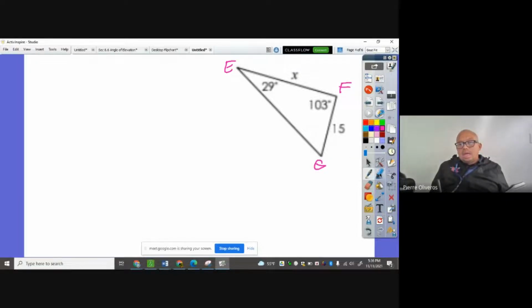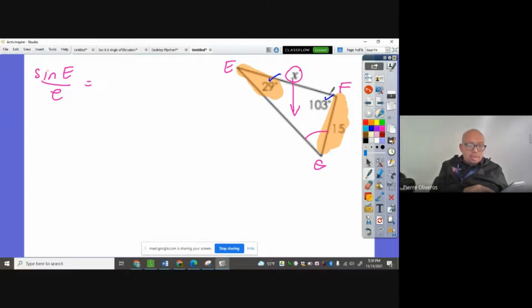Next, let's say this triangle EFG. I have here an angle E, which is 29, and its opposite side is also known. So therefore, I can use the law of sines. So sine of E over E is equal to, I'm looking for x. I do not know what x is, and I don't even know what angle G is. But I can find angle G because I know this 29, that's 103, and the sum of the angles in a triangle is equal to 180. 29 plus 103 is equal to 132. Subtract that from 180, that will give us 48. So we have to find that 48 first.